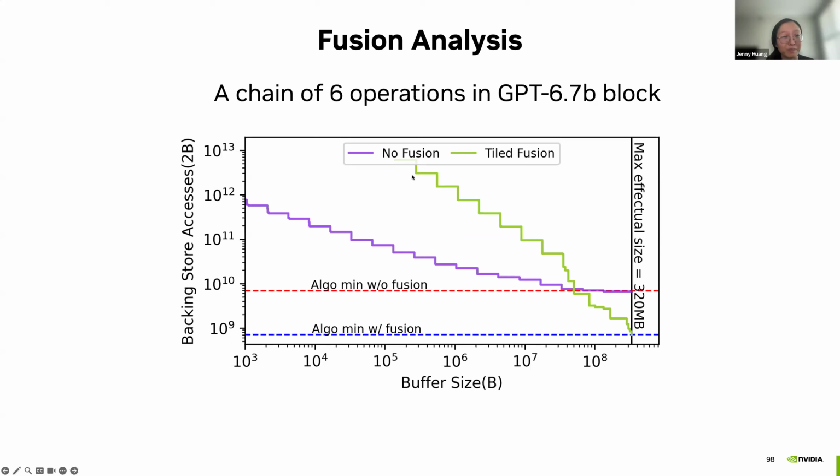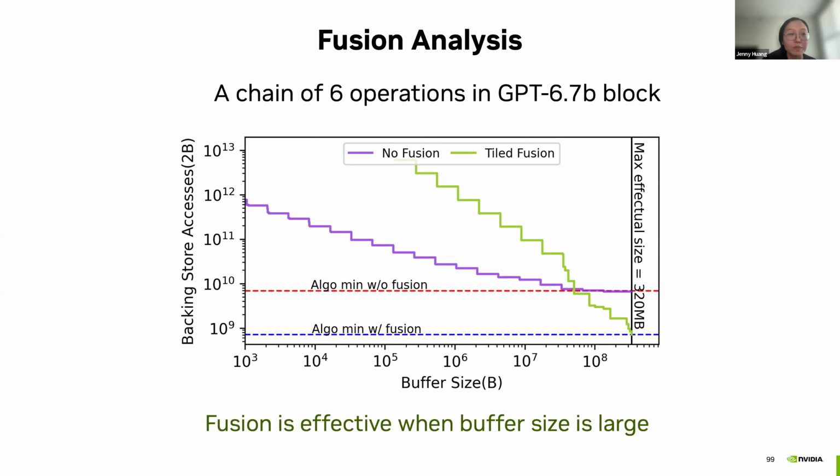Basically, we can see that fusion is not beneficial until we have a buffer size larger than tens of megabytes. That means that when our buffer size is smaller than that, fusion for this chain of 6 operations is probably not going to be beneficial. The next question is how much buffer we really need to benefit from this fusion. This curve also tells you that once you reach 320 megabytes, you're able to fully exploit the data movement reduction you can get from fusion. These are the insights we're trying to obtain with this design methodology.